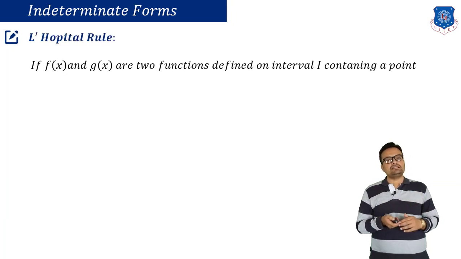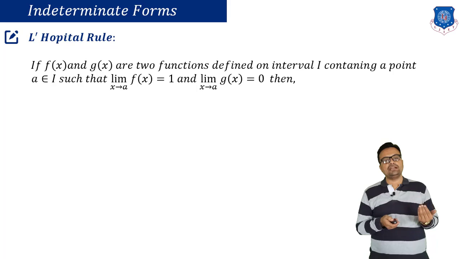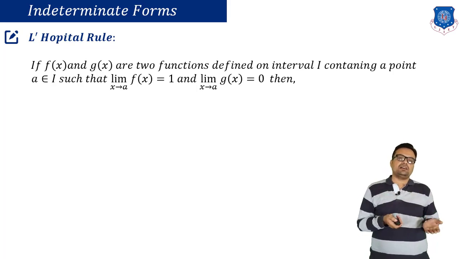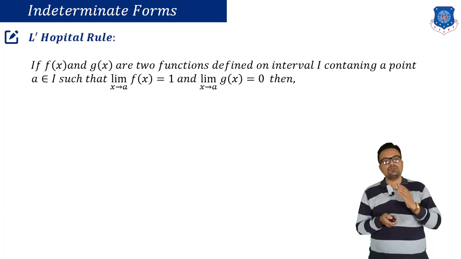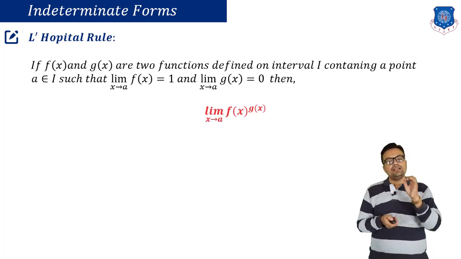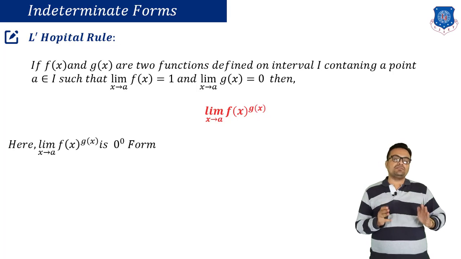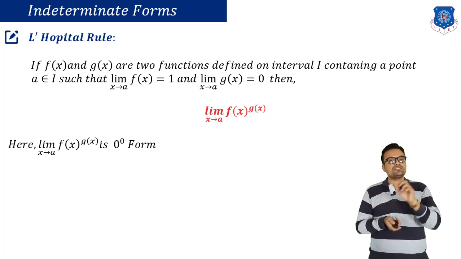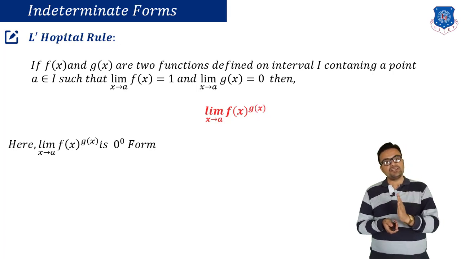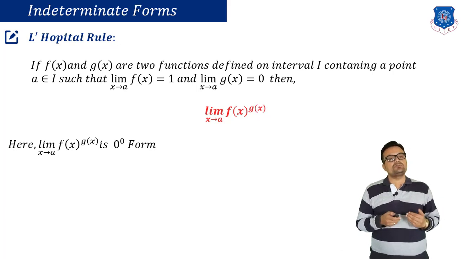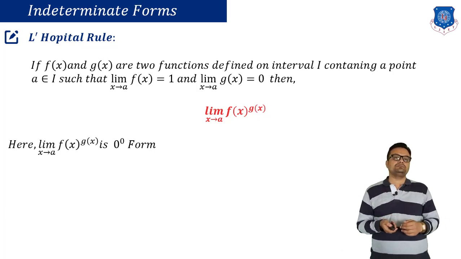So the L'Hopital rule is something like this. Suppose we have two functions, f of x and g of x, where f of x tends to 1 and g of x tends to 0 as x tends to a, and we want the limit as x tends to a of f of x raised to g of x. So it is 1 raised to 0. We can apply L'Hopital's rule but not directly. We need to convert this into a particular form, which I will explain after defining all these three forms. So this is the situation: x is tending to a, function f is tending to 1, g is tending to 0. So it is known as 0 raised to 0 form.